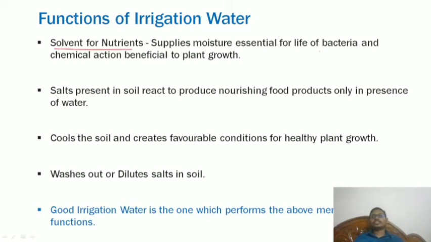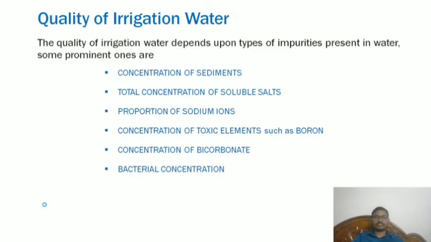Water supplies the moisture essential for the life of bacteria and for the chemical action beneficial to plant growth. Salts present in the soil react to produce nourishing food products only in the presence of water. Water cools the soil, creates favorable conditions for healthy plant growth, and washes out or dilutes salt in the soil. Good irrigation water is one which can perform the above-mentioned functions.